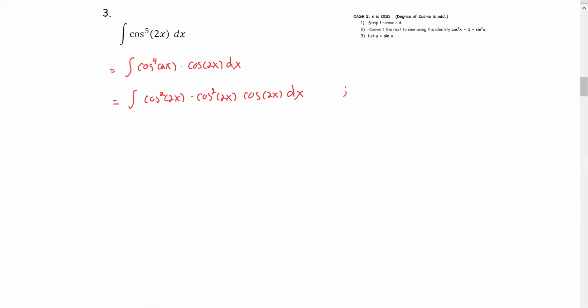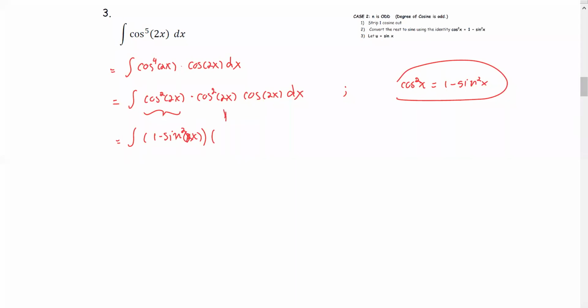We are going to change the rest of the cosine in terms of the sine. The identity that we have is cosine to the second power equals 1 minus sine to the second power. Therefore, we have to break down the power 4 as a product of the power 2 and the power 2. Now, each power 2 will be replaced with 1 minus sine squared x. This time it is 2x, sorry. Multiplied by 1 minus sine squared of 2x, and multiplied by cosine of 2x dx.